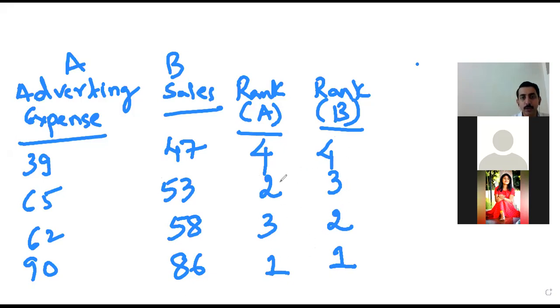Do you find any correlation here? Before determining it, we can just look: do you find any type of correlation between the ranks? Is there any similarity in the ranks? Correlation is nothing but similarity. Do you find any similarity between the ranks?